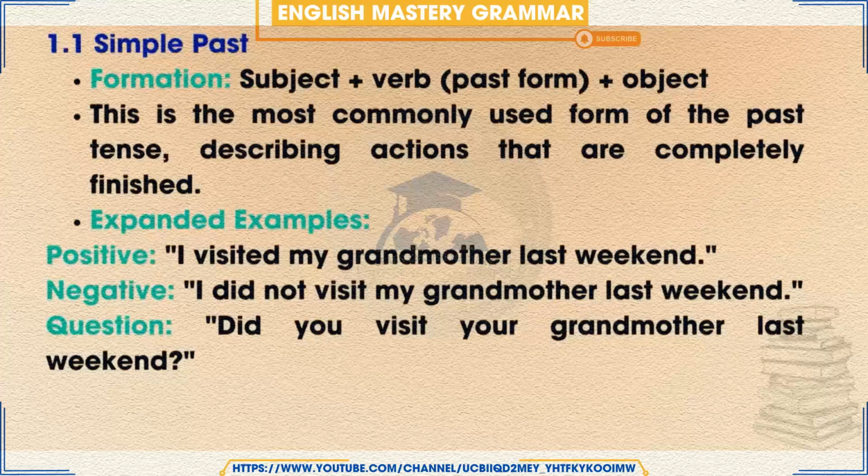1.1 Simple past. Formation: subject plus verb, past form, plus object. This is the most commonly used form of the past tense, describing actions that are completely finished. Expanded examples. Positive: I visited my grandmother last weekend. Negative: I did not visit my grandmother last weekend. Question: Did you visit your grandmother last weekend?